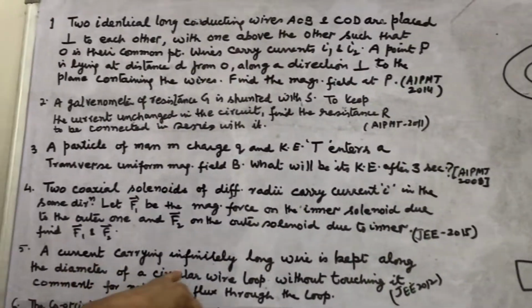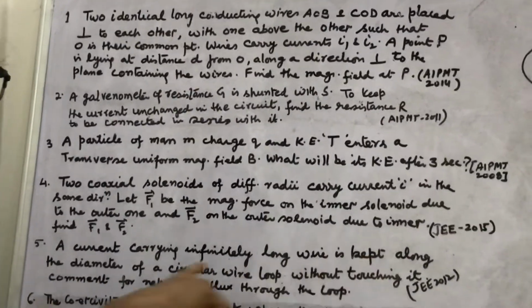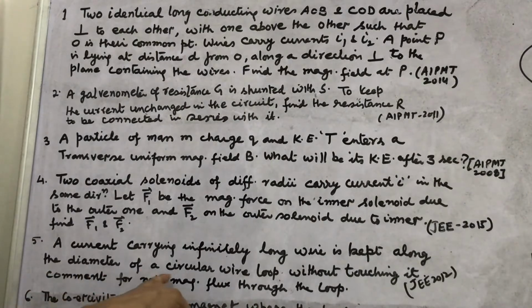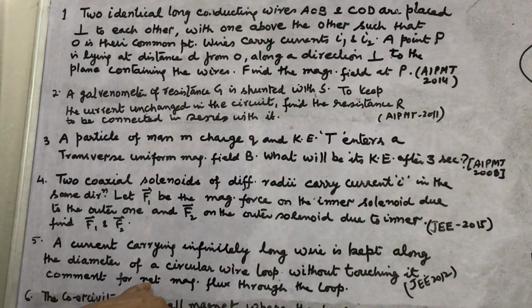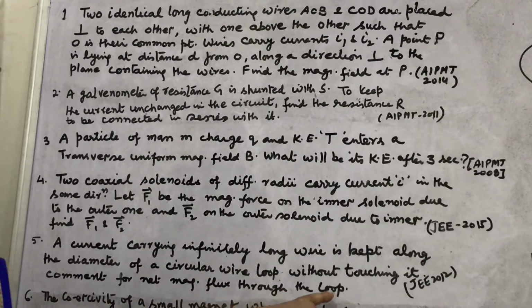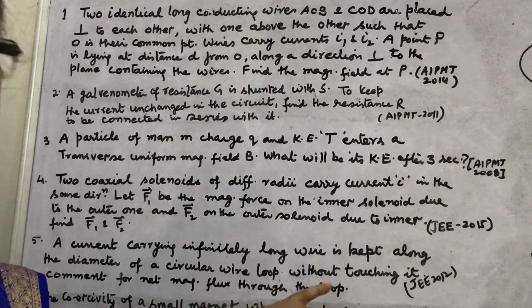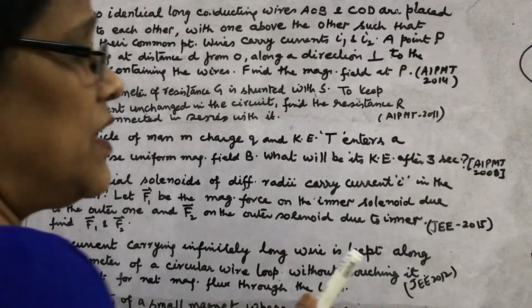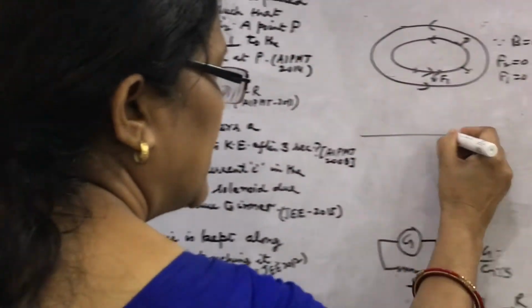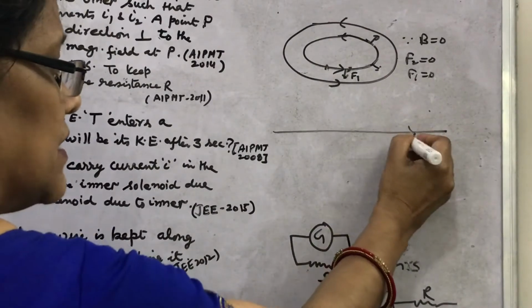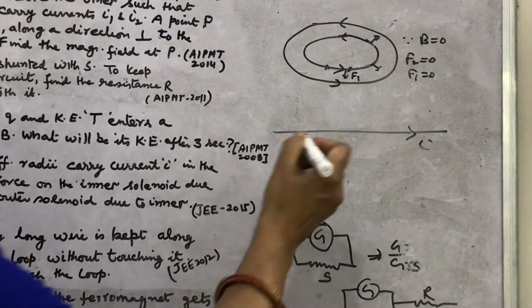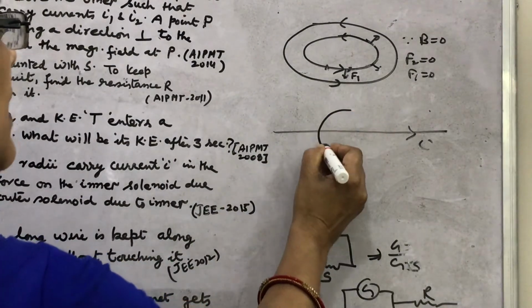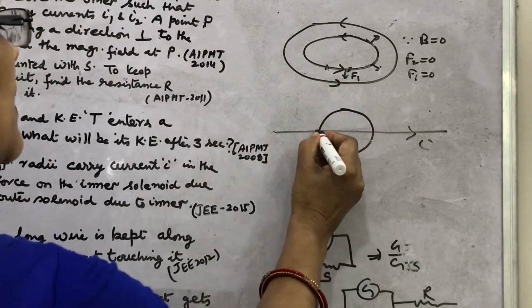Look, next question. A current carrying infinitely long wire is kept along the diameter of a circular wire loop without touching it. Comment on the net magnetic flux through the loop. This is also simple. This is a long current carrying wire. The current is I. What is going on here? A circular loop is placed and, without touching it, the wire is passing through its diameter like this.